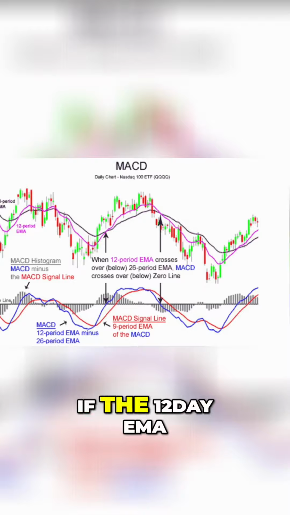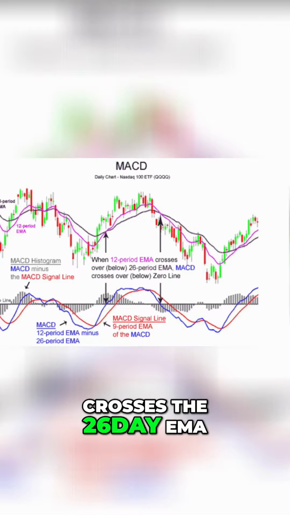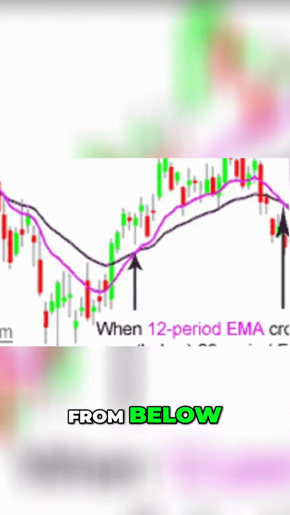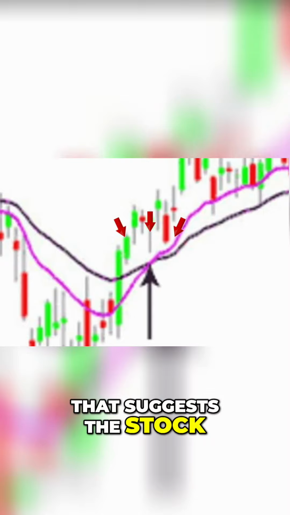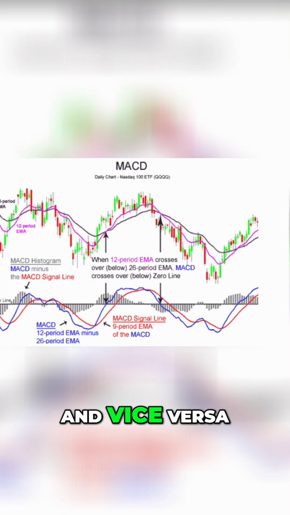For example, if the 12-day EMA crosses the 26-day EMA in an upward fashion from below, that suggests the stock might be about to rise, and vice versa.